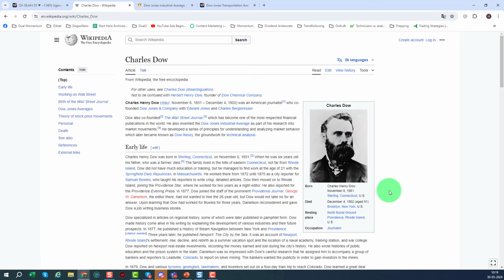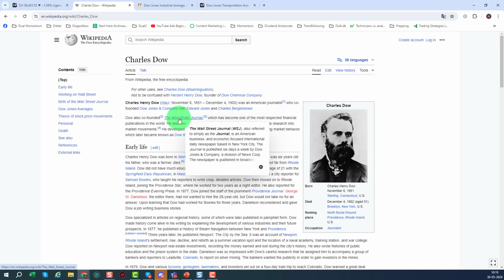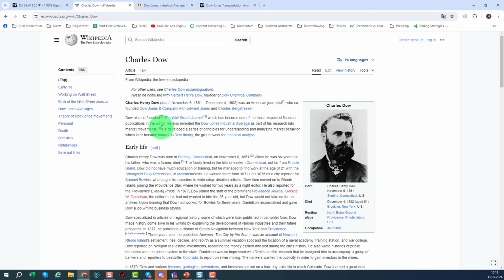His name was Charles Henry Dow, and you might know his name because today we know the Dow Jones Index, the Dow Jones Industrial, Dow Jones Transportation Index, and so on and so forth. He was a very influential journalist at the time. You can see here he was 51 years old. And he founded the Wall Street Journal as well, which has become one of the, as it says here, most respected financial publications in the world.